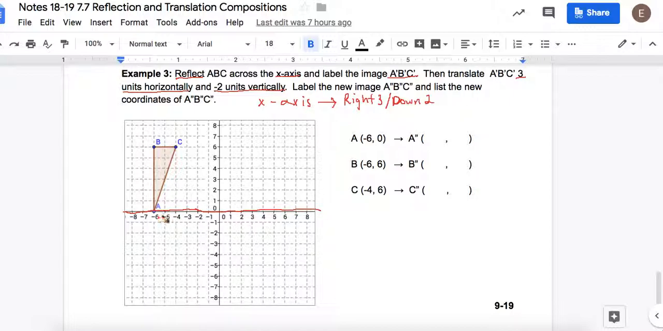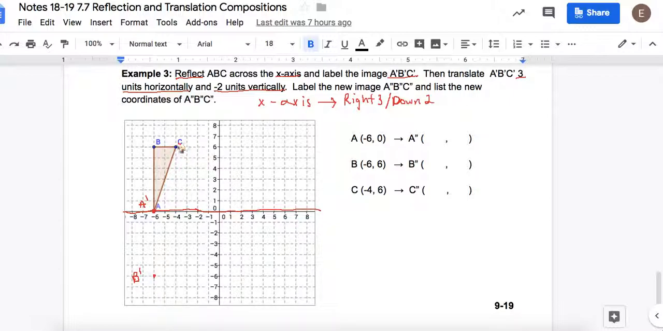Okay, and notice we're going to reflect A. Well, how far is A away? A is on the line, so it's going to stay on the line. So let's put a dot here, and this is going to be A prime. Now, B prime, B, 1, 2, 3, 4, 5, 6. We're going to go down 6, 1, 2, 3, 4, 5, 6. And we're going to call this B prime.